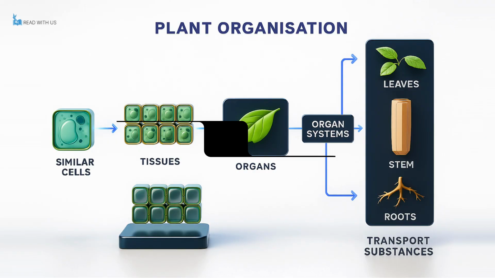Just like in animals, plants also exhibit different levels of biological organization where many similar cells combine to form tissues. Various types of tissues work together to create organs, and multiple organs function collectively as part of an organ system. To understand how this organization works in plants, we will examine the structure of a leaf, which is an organ itself. Along with the stem and roots, the leaf forms part of a larger organ system whose primary function is to facilitate the transport of substances throughout the plant's body.